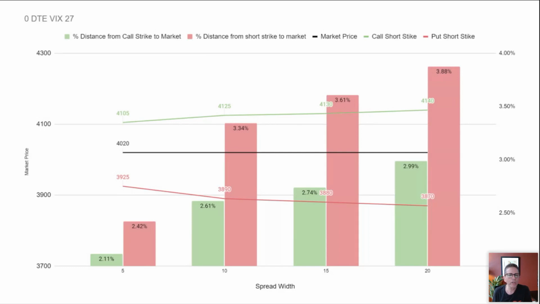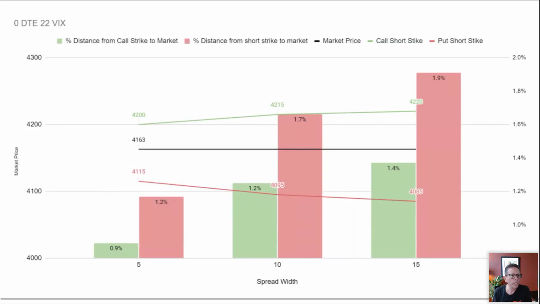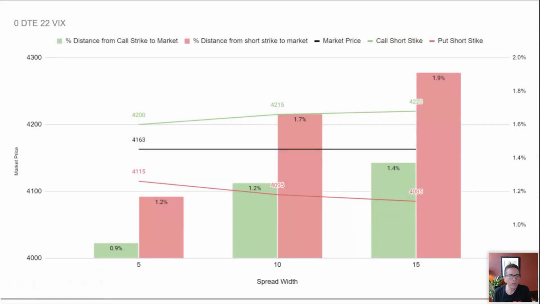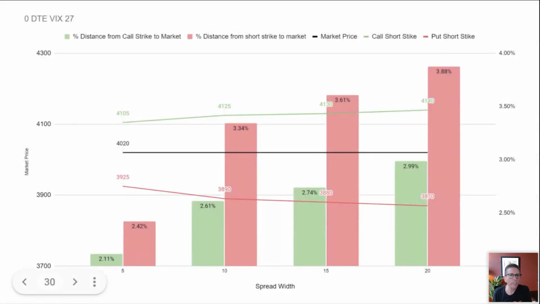Okay, so now let's go to 20 wide, and you can see here this is actually 0DTE. So the difference between, let's go back here real quick, a 22 VIX and a 27 VIX is quite a lot, right? Let's just look at the 10 here. You have 1.2, 1.7, and here you have 2.6 and 2.34 percent. That's a very big difference, right? And so when it's lower volatility, trading 0DTE, it is harder to manage those trades.